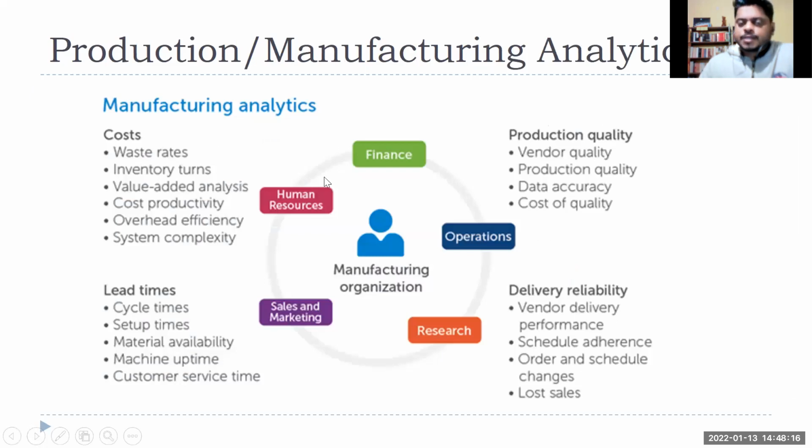So, different types of manufacturing analytics. Cost: how much wastage is happening, inventory turns, value added analysis, cost productivity. There is something called value analysis and value engineering, right? Most manufacturing companies, whether automobile or any other kind, have one of the major aims in production and purchasing: how to keep reducing the cost of goods sold. So they keep benchmarking their product against new technology and existing competitors. That is where the product breakdown happens every now and then.